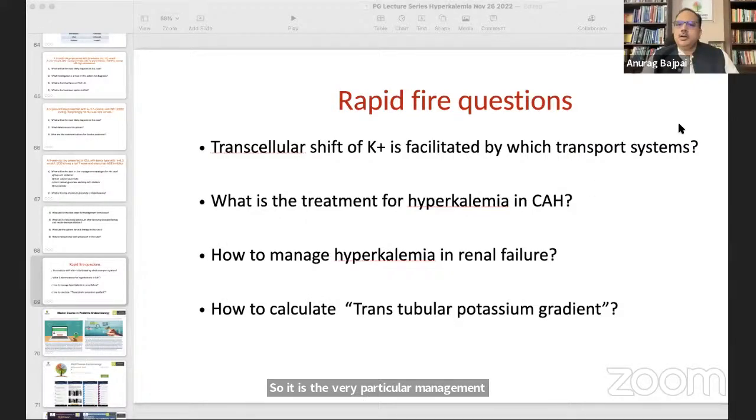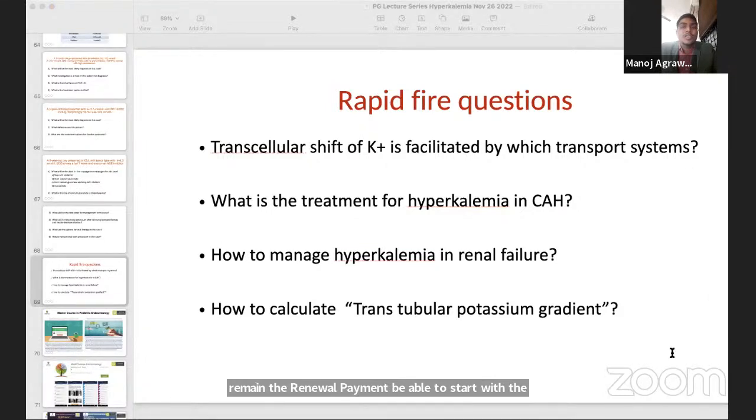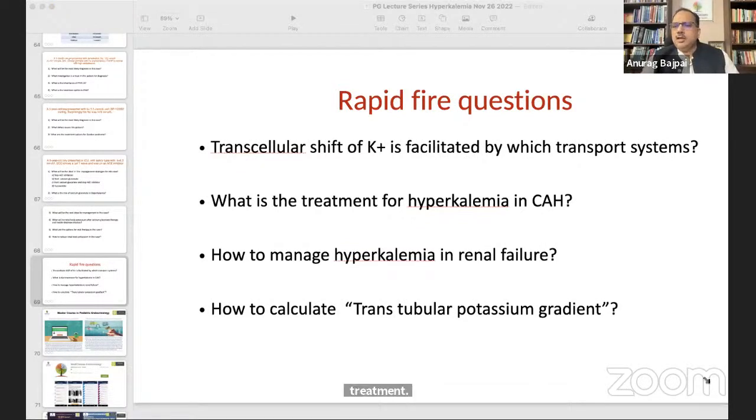So this is a bit confusing. I believe what you want really in that regard, Manoj. For the management of hyperkalemia in renal failure, we have to start with sodium bicarbonate if the patient is stable, and then we can shift towards dialysis, because dialysis is the only definitive treatment. Ultimately, dialysis will be the main treatment, as Dr. Tulani is mentioning. But yes, sodium bicarbonate, because they will also have acidosis, will be a much more effective way to go forward.